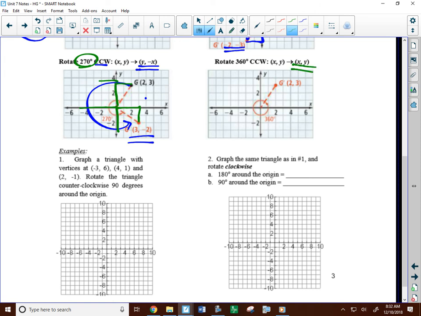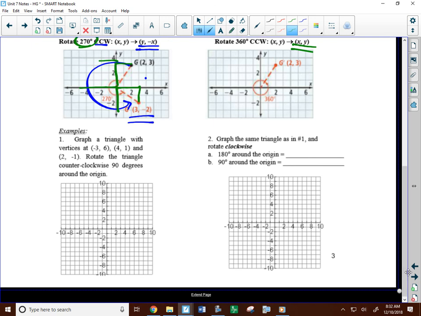Finally, I have listed 360, but you should know 360 is a complete rotation, so you would be at the exact same spot you were. That one doesn't change. Well, I want to try two examples of this. Any thoughts, questions, concerns?